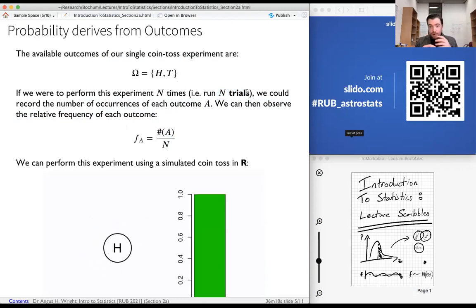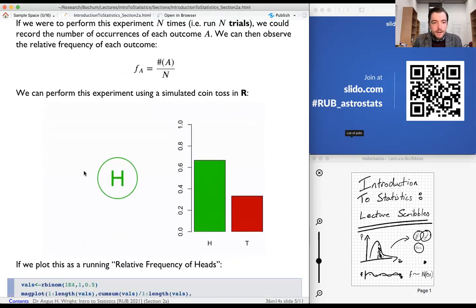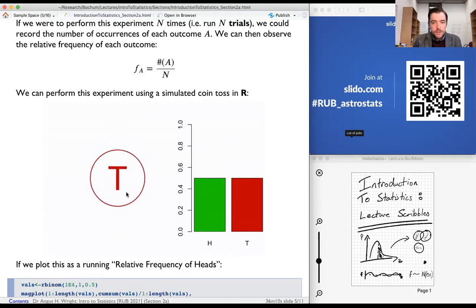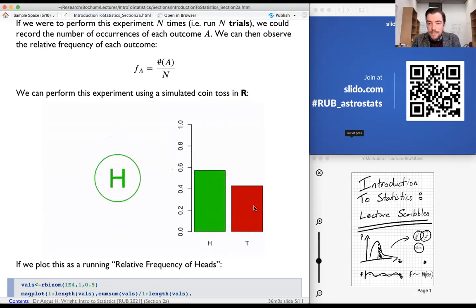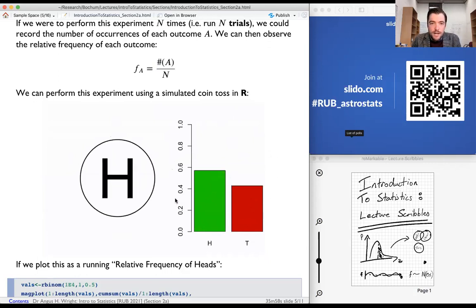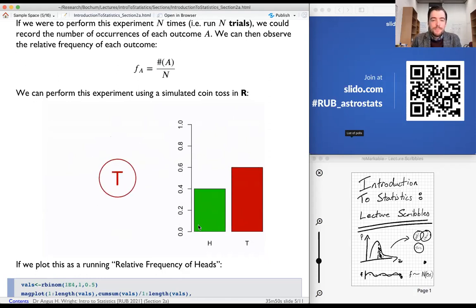We can actually perform this experiment in R, which is what I've done here. I've created a little animation of my coin toss. You can see the coin going up and down and then landing on a particular side. What we're plotting here is the relative frequency of occurrences of a head and a tail. N in this particular animation is 15, so you'll see that it cycles back to having no observations at the beginning in a second.